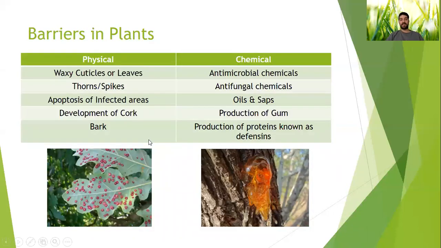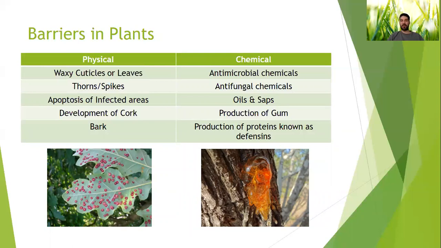Some examples in plants, and these are really, really handy to know for the exam. They tend to ask you about plant barriers. So some physical ones, waxy cuticles on leaves, which is just the underside of a leaf. They've got things like thorns or spikes. That might stop, for example, other organisms bringing pathogens to the plant. Apoptosis, which we've learned about: if a plant is infected, it will cause apoptosis in that entire part of the plant. So, for example, it might be shedding leaves that are carrying the pathogens.